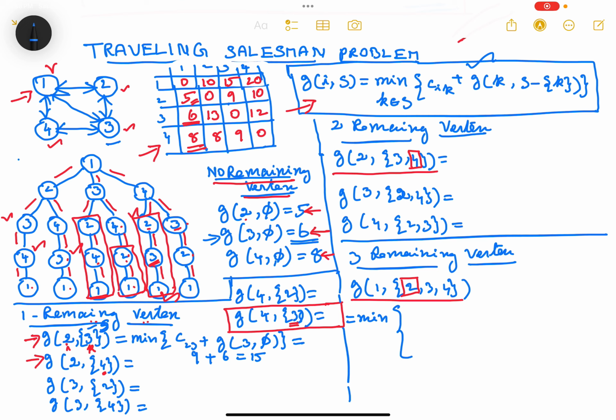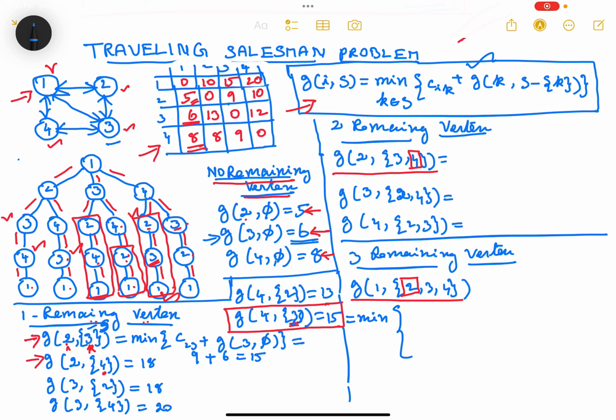If you do the calculation like this, g of 2 comma 4 will be 18, g of 3 comma 2 will be 18, then g of 3 comma 4 is 20, g of 4 comma 2 is 13, and g of 4 comma 3 is equal to 15. Here, when we get this 15, it is when k is equal to 3 only. We have to remember the k value which is minimizing the length of the path. So 3 is the k value which is minimizing the length, and we have to remember that.